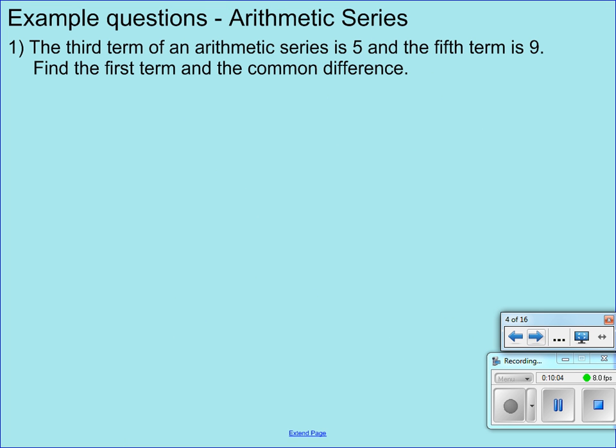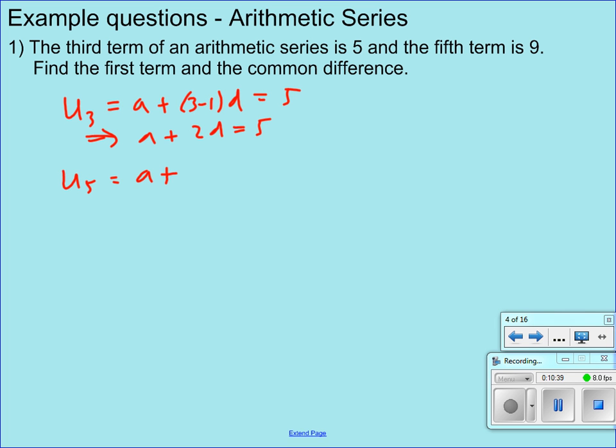Let's do a couple of examples then. The third term of an arithmetic series is 5. I always write it in terms of a's and d's. So u3 equals a plus 3 minus 1 d, because it's n minus 1, equals 5, which means a plus 2d equals 5. Most questions are going to require simultaneous equations, so there's no point excluding a's and d's. The fifth term, u5, equals a plus 5 minus 1 d, so a plus 4d equals 9.